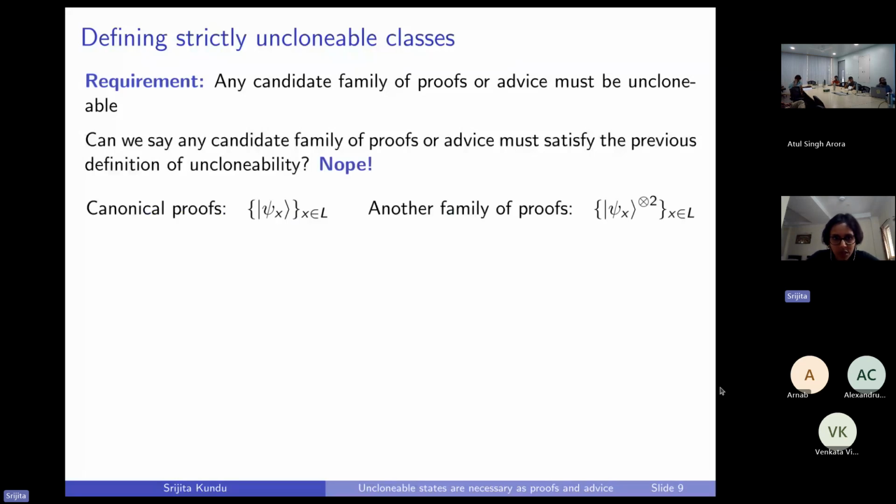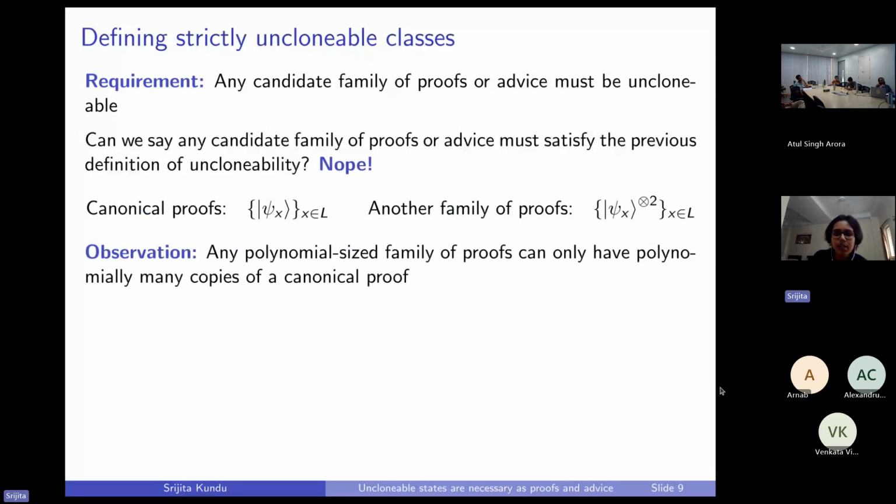Unfortunately, we cannot do this. The reason why is, suppose you have some canonical family of proof states, psi x, that works for a single verifier. Another possible family of proof states is just 2 copies of the state psi x. And if you consider this family of proof states, then the cloner doesn't even have to do anything to distribute it between 2 verifiers. The cloner just gives 1 copy to each of the verifiers, and they can just solve the problem.